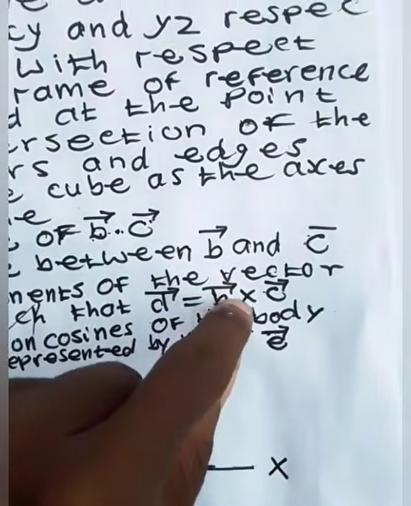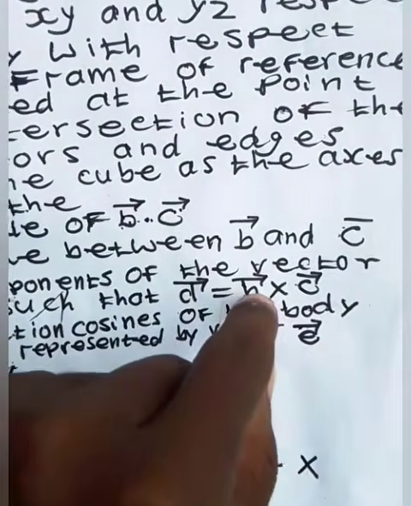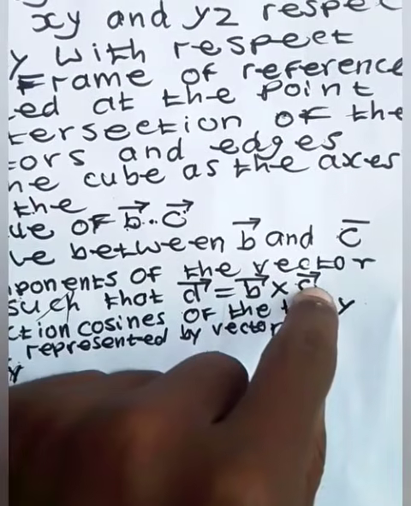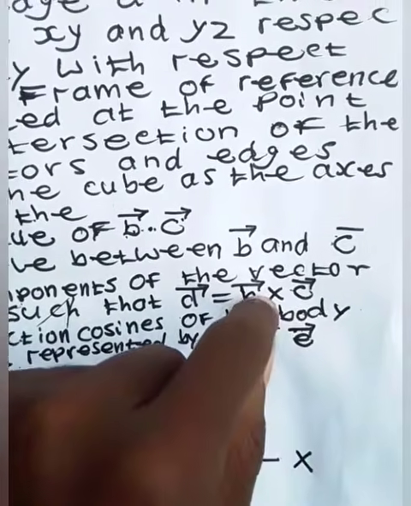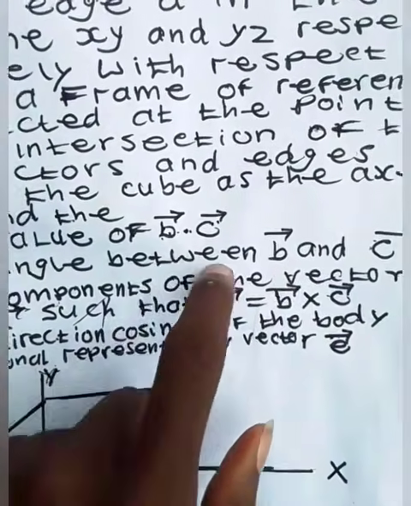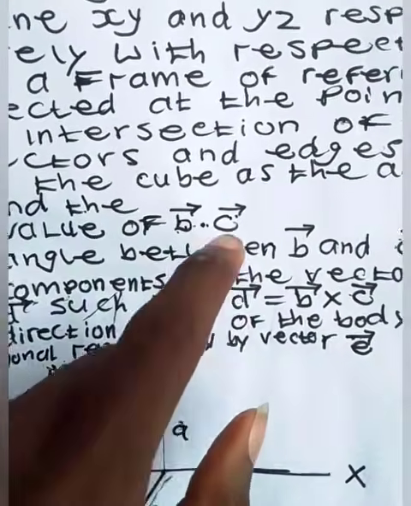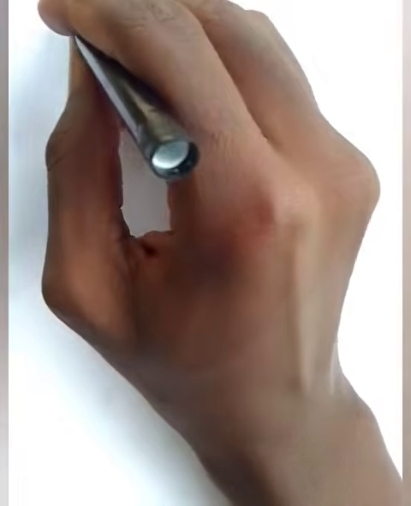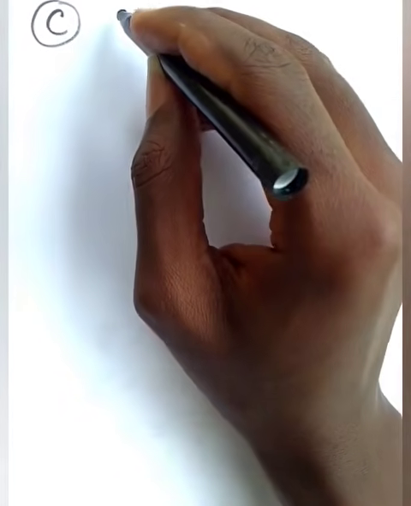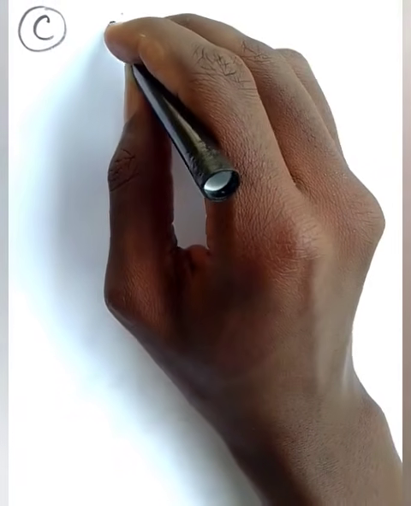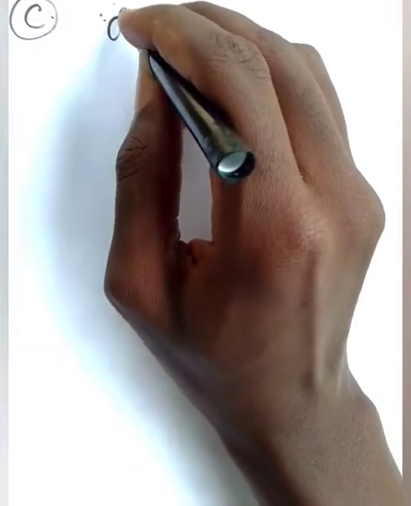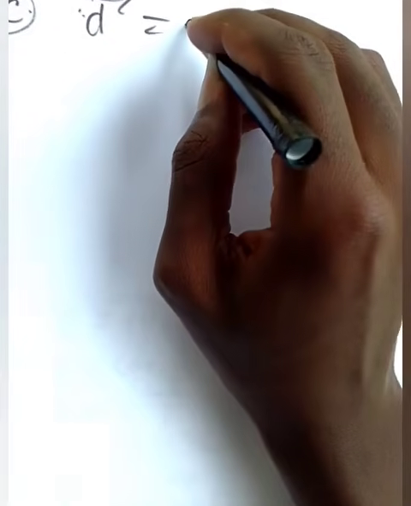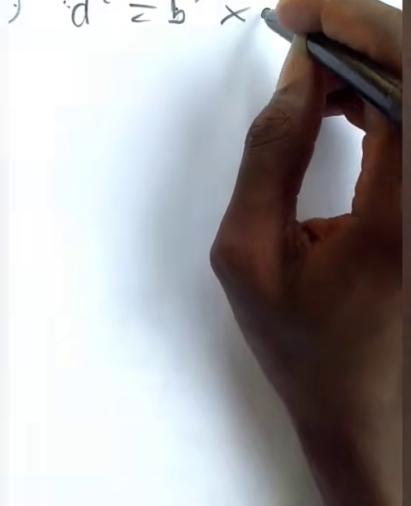Okay, so for you to find d, just find the cross product of vectors b and c. Whatever you get will be vector d, and that will be your final answer. As simple as that. So in question C, we are finding vector d, which is equal to the cross product of vector b and c.